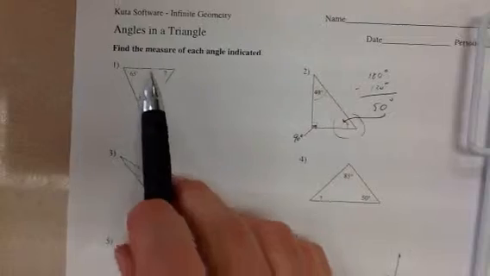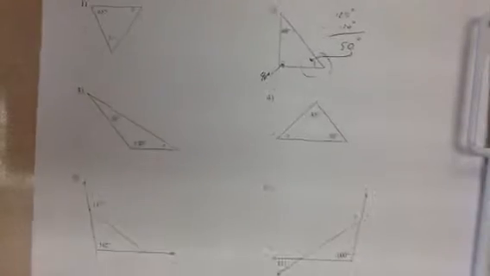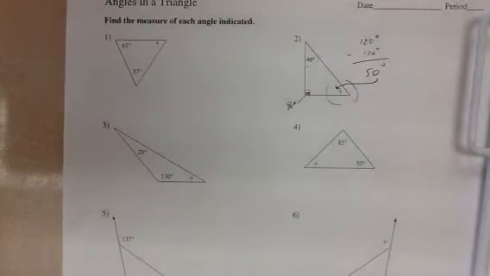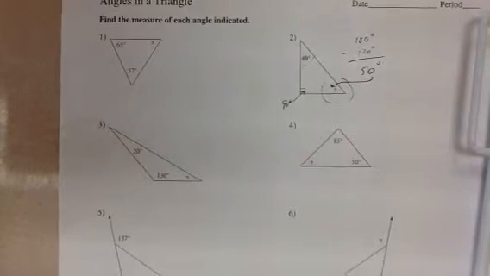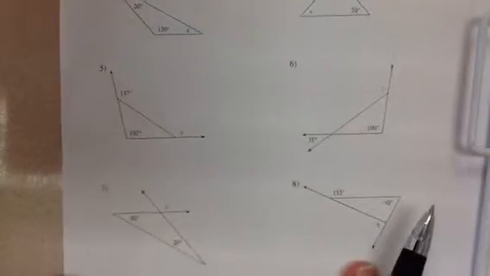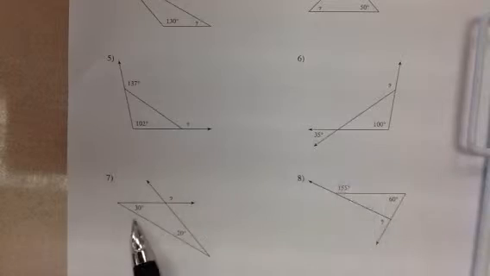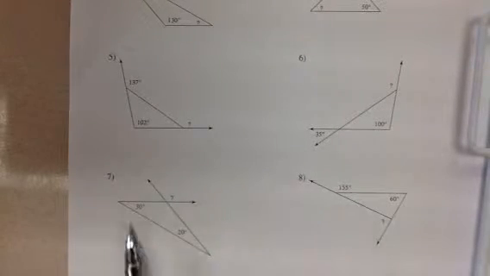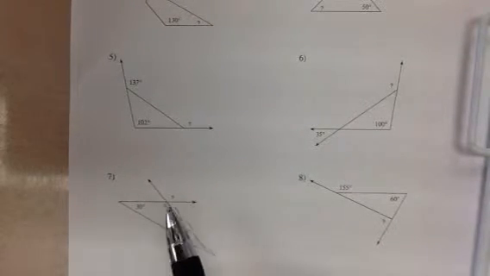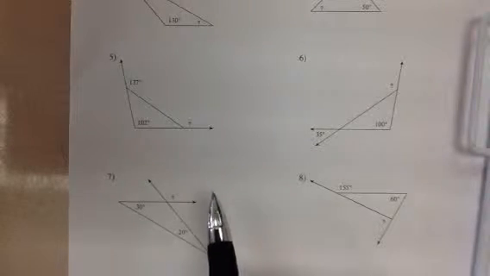So it should be pretty simple for you to do 1, 3, and 4 as the application of the triangle sum. Now looking here at 5, 6, 7, 8, we're having to apply just a little bit more of the ideas that we learned, right?